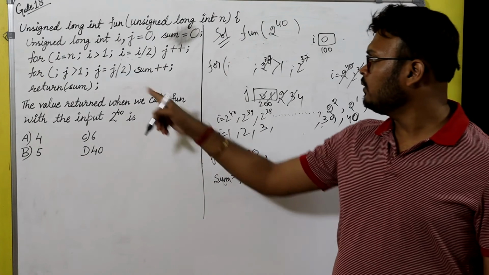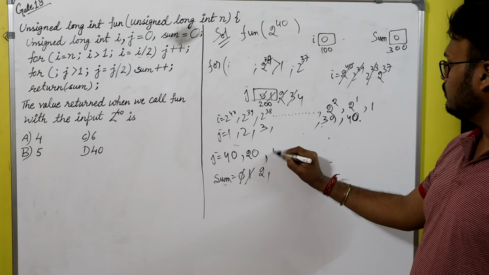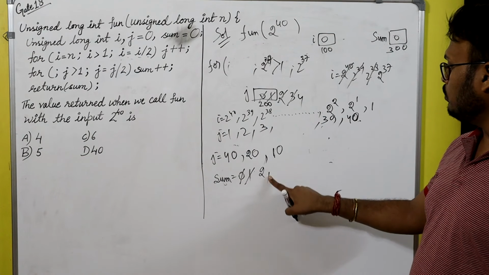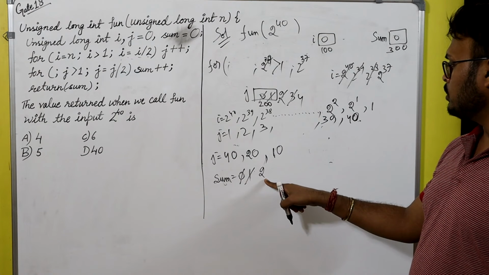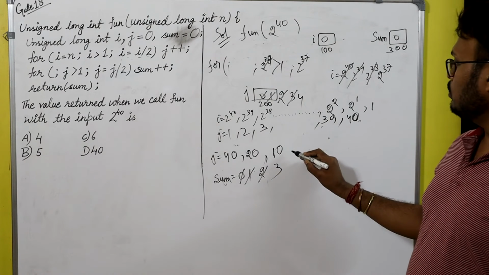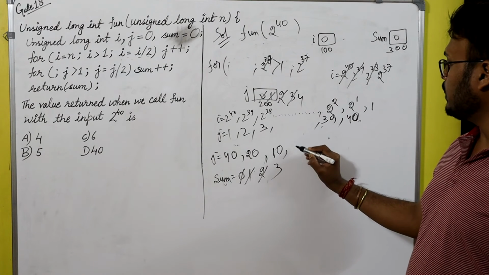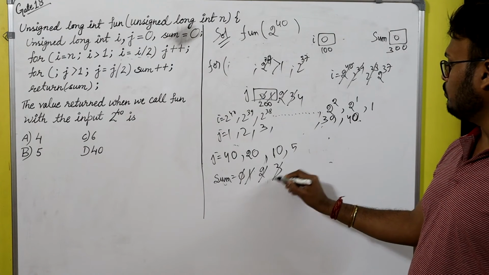Fine. Now again, j value will be divided by 2. So 20 by 2 is 10. So again now, the sum will get incremented by 1. So it will become from 2 to 3. Fine. So now again, j value will become 5, because 10 by 2 is 5. So the value of sum will become 4.